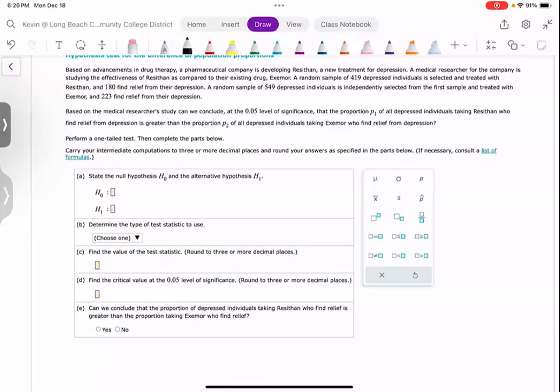Based on advancements in drug therapy, a pharmaceutical company is developing Resithan, a new treatment for depression. A medical researcher for the company is studying the effectiveness of Resithan as compared to their existing drug, Examor. A random sample of 419 depressed individuals is selected and treated with Resithan, and 180 find relief. So let's make a list here: our Resithan versus our Examor.